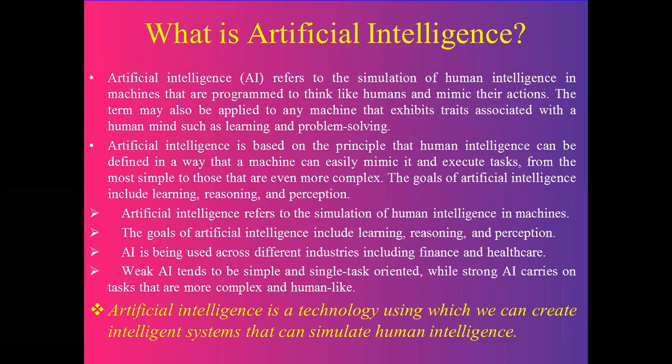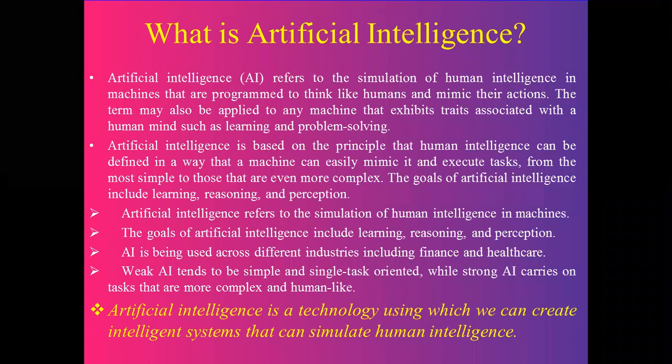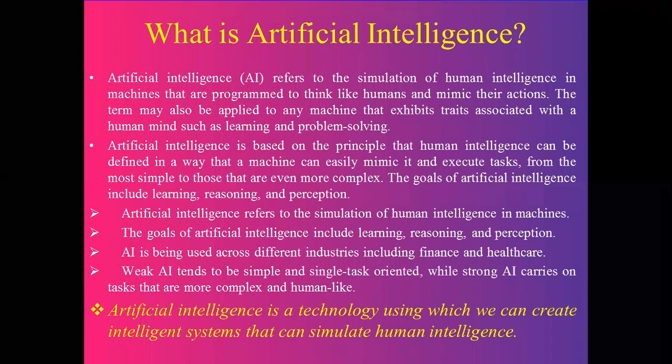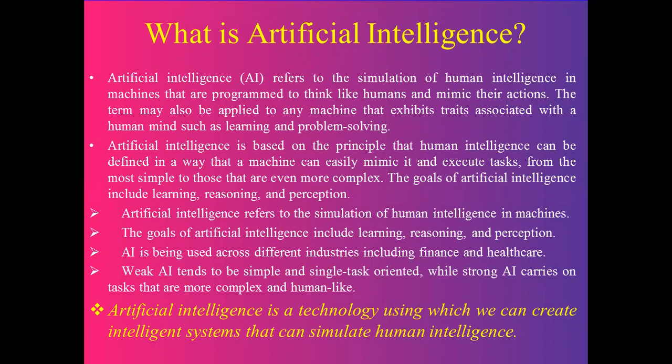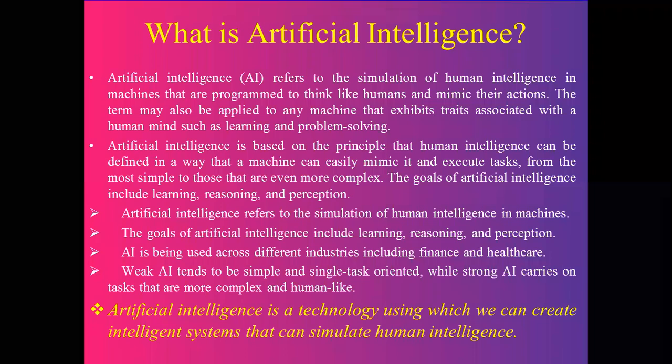So next, what is artificial intelligence? Artificial intelligence refers to the simulation of human intelligence in machines that are programmed to think like humans and mimic their actions. By using AI, we simulate human intelligence in machines. We program the machines using human intelligence, so that machines can perform like humans.